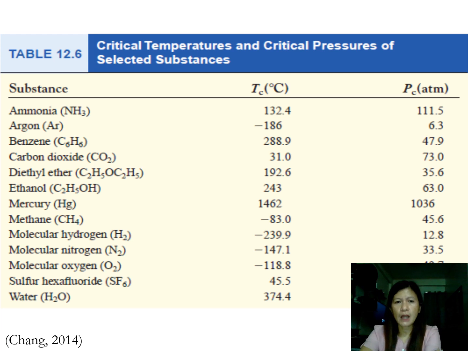Okay, these are some examples of the substances that have their own critical temperature and critical pressure. As I said, each substance has its own phase diagram.